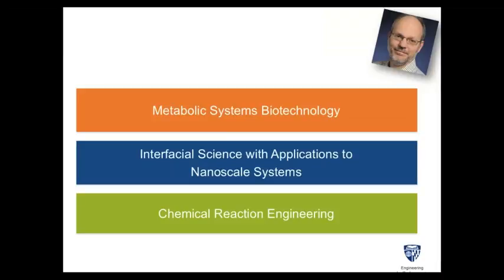The 3 recommended courses that we encourage, the first is Metabolic Systems Biotechnology. That's a course taught by myself on Friday afternoons, and we typically have 1 to 2 EP students in the class of 20 to 25 every year. And this is a course where we try to take the quantitative concepts that you've learned in engineering and apply them to biological systems.